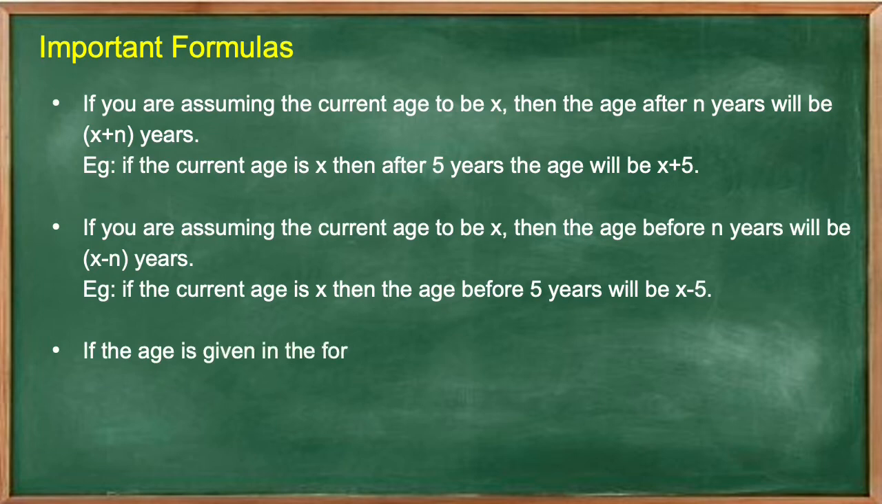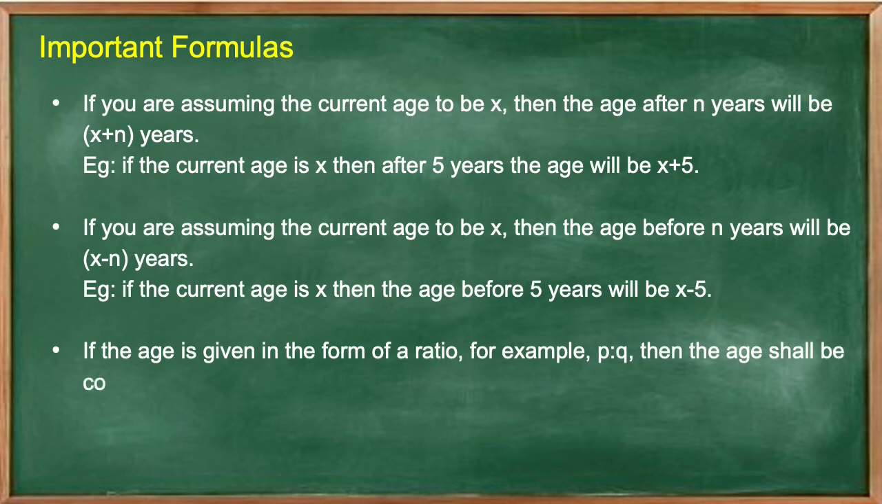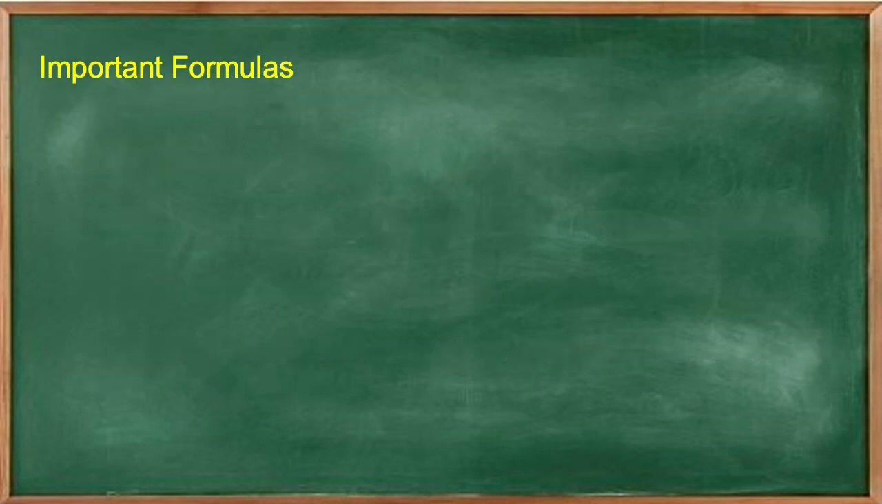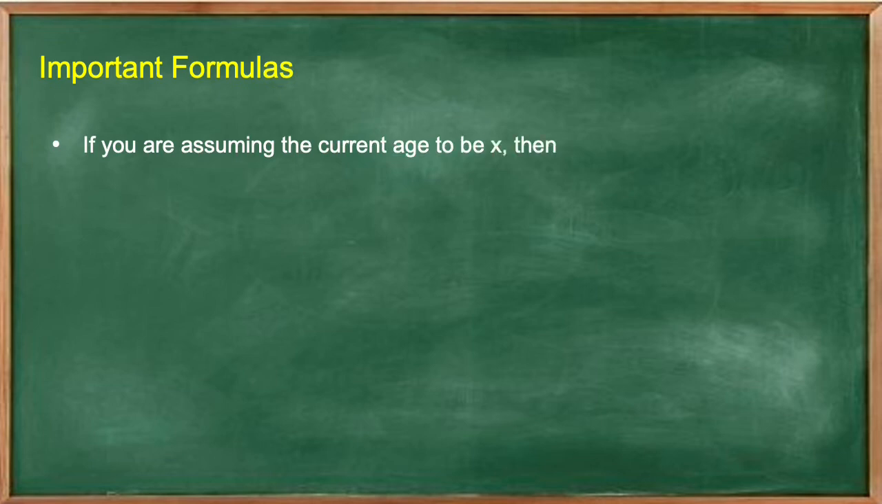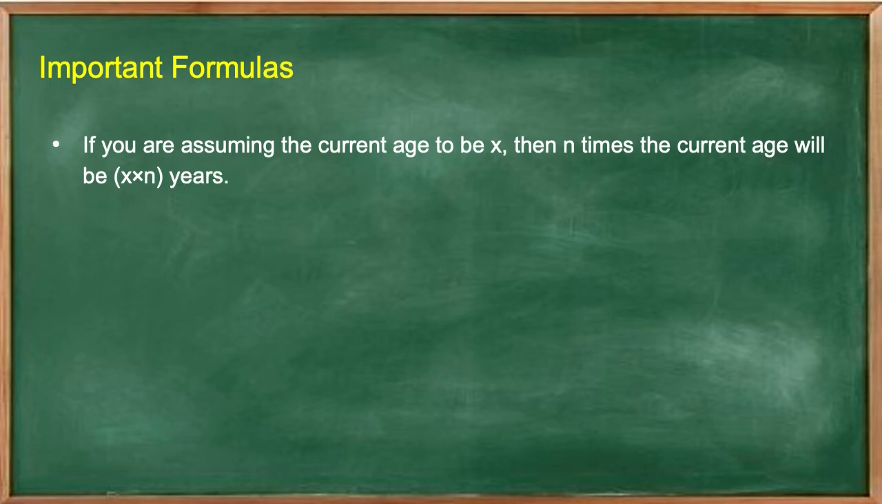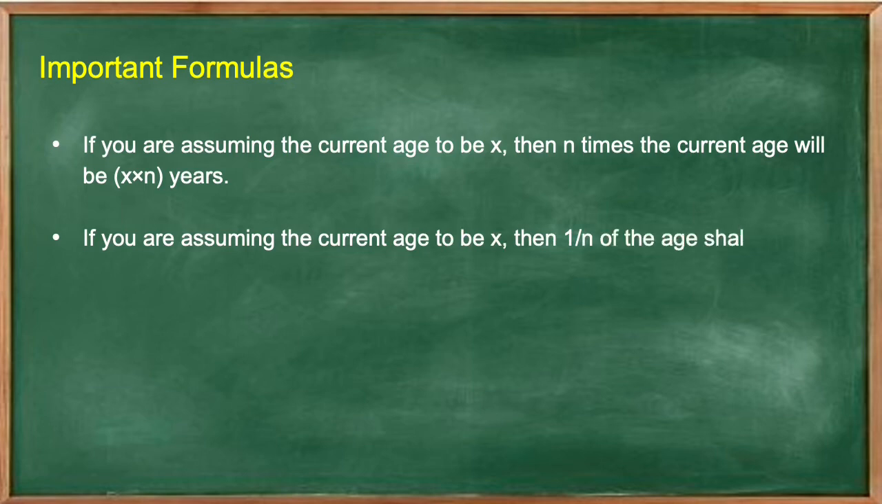If the age is given in the form of a ratio, for example P is to Q, then the ages shall be considered as Px and Qx. If you are assuming the current age to be x, then n times the current age will be x into n years. If you are assuming the current age to be x, then 1 divided by n of the age shall be equal to x divided by n years.